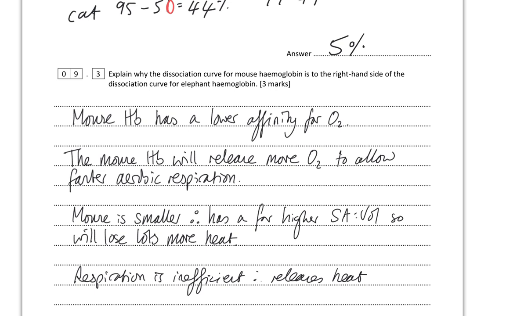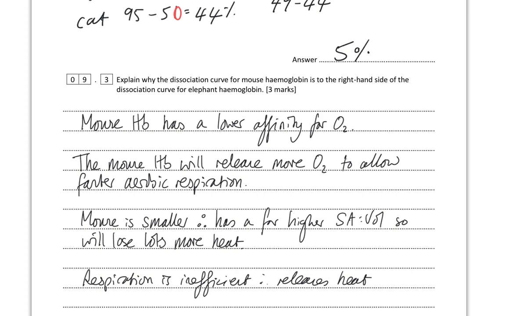Explain why the curve for mouse is to the right of the curve for elephant. As soon as it goes on to the right-hand side, it's the same as the Bohr shift. So I can say that it must be the mouse's hemoglobin, not the mouse, has lower affinity. I have to say hemoglobin has a lower affinity for oxygen. That means it releases more oxygen to allow faster aerobic respiration.